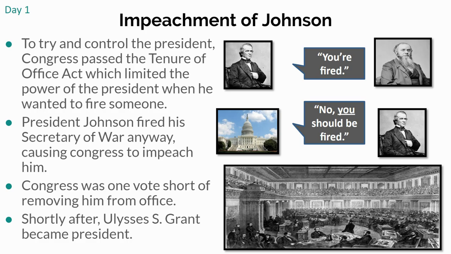And at this point, this was around 1867. He didn't have much time left in office. There was an election coming up, and Ulysses S. Grant, when he ran for president, it was a pretty surefire thing that he was going to win the office of the presidency, and he did. So the Congress did not have to deal with Johnson for long, but they did have a whole new set of problems when Grant took the office, and we will talk more about that tomorrow.